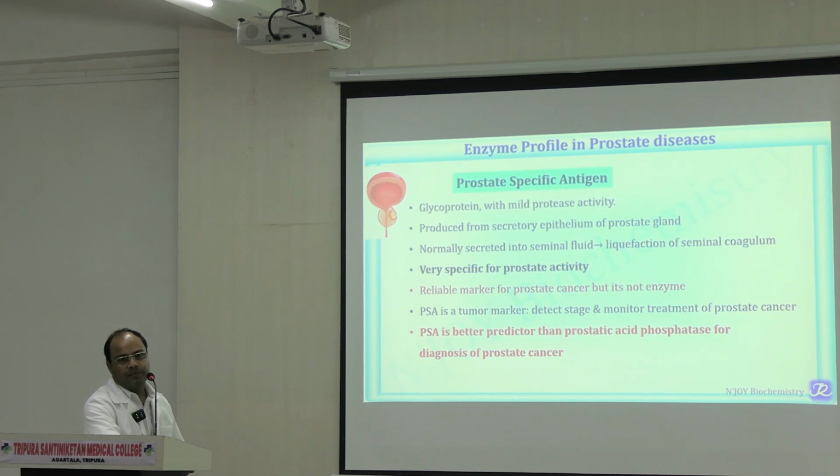Okay. Apart from prostate cancer, the level may increase in prostatitis, that is infection of the prostate gland. First aid, it is increased. So be careful. PSA is a better predictor than prostate acid phosphatase for diagnosis of prostate cancer. This is the most specific, PSA. Okay, nowadays we are using it for screening of prostate cancer.